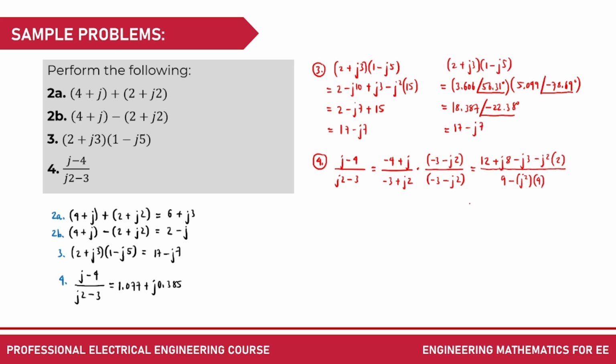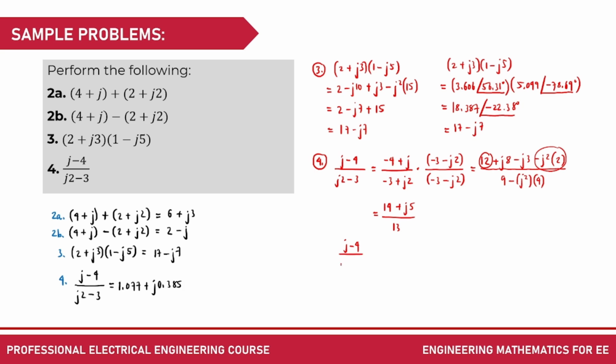So when you simplify this one, you'll get 12, and this is positive 4, positive 2. So 12 plus 2 is 14. It's 14, and then we have plus j5 all over 9 plus 4, which is 13. So that's the same thing. It's 14 over 13, which is 1.077. 5 over 13 is 0.385.